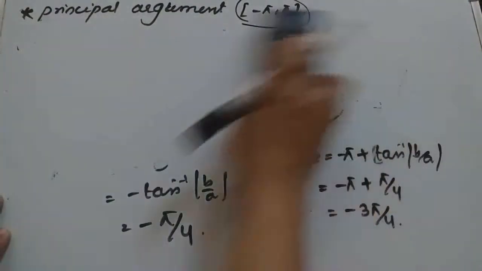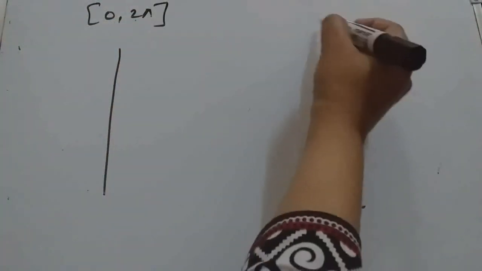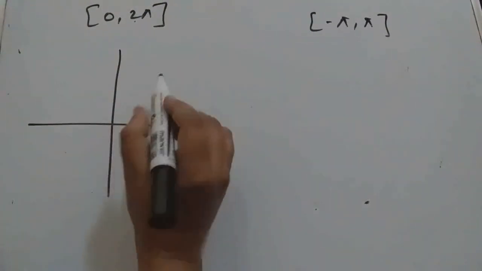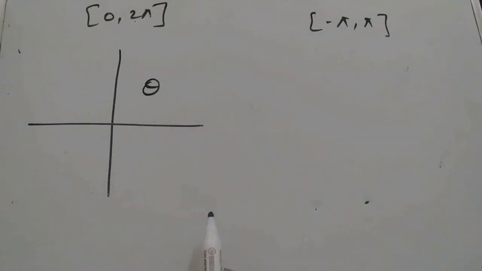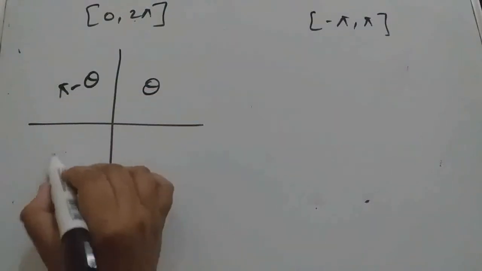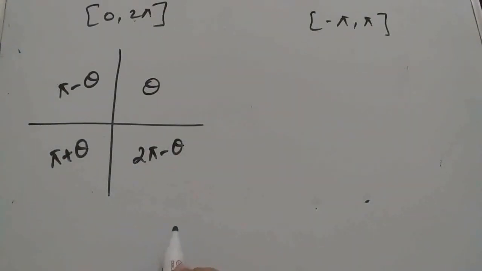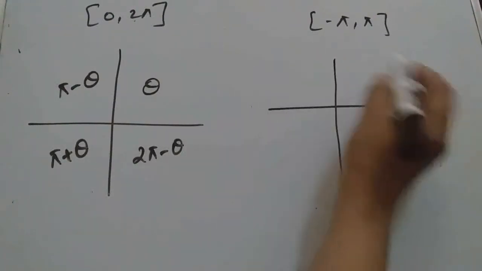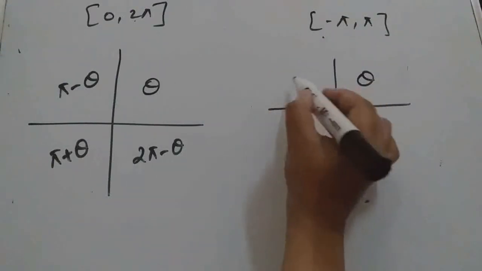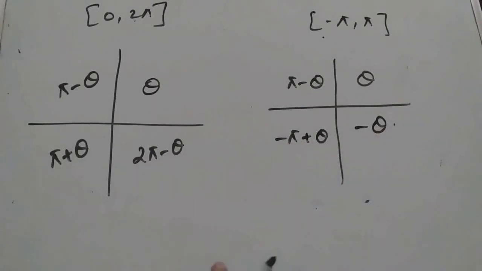So now you can remember like this in short. For 0 to 2 pi and for minus pi to pi. Okay, if the complex number lies in the first quadrant, the angle will be theta, that is tan inverse b by a. For this it will be pi minus theta, for this it will be pi plus theta, for this it will be 2 pi minus theta. Like this you can remember. And for the principal argument, this is theta, pi minus theta, minus pi plus theta, and this is minus theta.